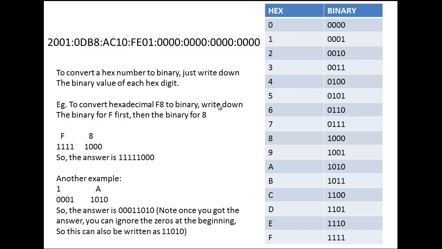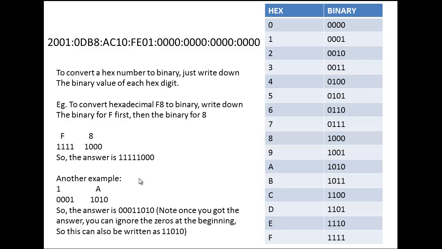For example, if we had the hex number F8 and we wanted to convert that to binary, we would write down the binary for F. And we see that the binary for F is 1111. And then we would write down the binary for 8. The binary for 8 is 1000. So therefore, our answer would be 11111000.